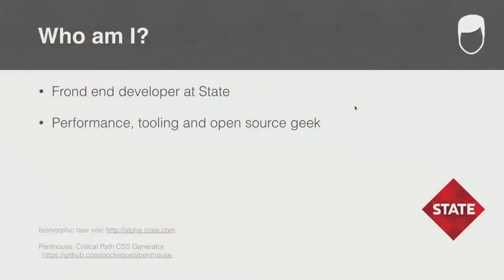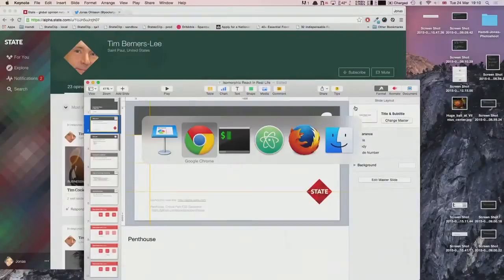Before I start, who am I? I am a front-end developer at State. And I want to show you actually what State is before I start to talk, because I'm going to talk about State. So State is an opinion network, a little bit like a social network, but where we connect people based on what they think rather than who they know.